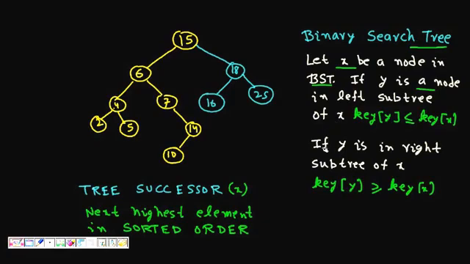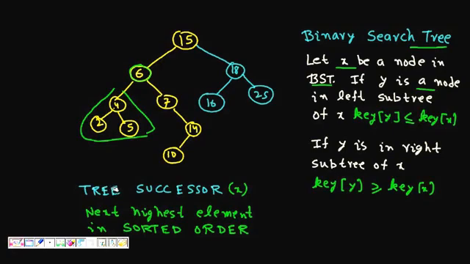Okay, so if we have a node here, 6, anything in the left of it should be less than or equal to 6, so anything in this part of the subtree should be less than 6. If we have 15 here, anything on the right of this should be greater than 15. So 16, 18, 25 all are greater than or equal to 15. So this is a small definition of binary search tree.